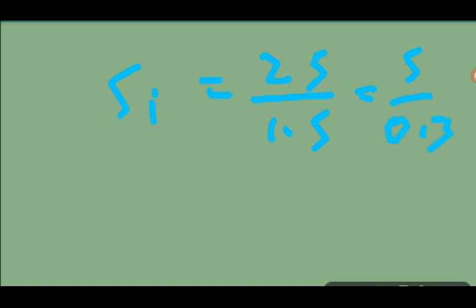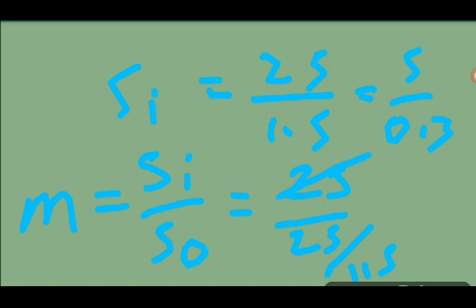So we have this one. Now we are going to find the magnification. Magnification is image distance divided by object distance, which is equal to 25 divided by this number, 25 over 1.5. So this cancels out and we will get 1.5. So 1.5 is the answer.